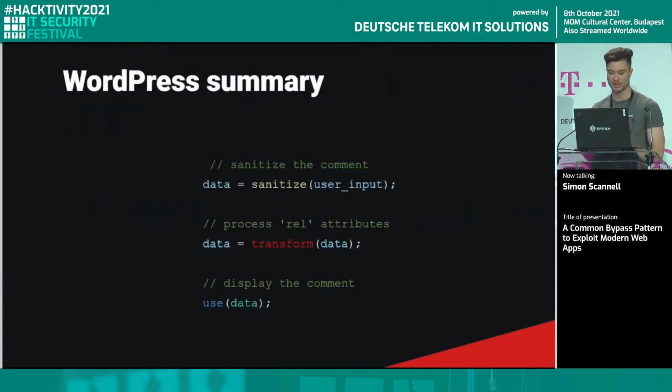And just to summarize again, we have the sanitization step. At the very beginning, when you submitted the comment, you would send in your comment. It would be sanitized with an allow list, be secure. Then they would transform the whole thing, which means they would process the rel attribute. And well, they didn't sanitize it afterwards again, which means it's vulnerable to this common pattern where they just use the data, display the comment, and you gain XSS.